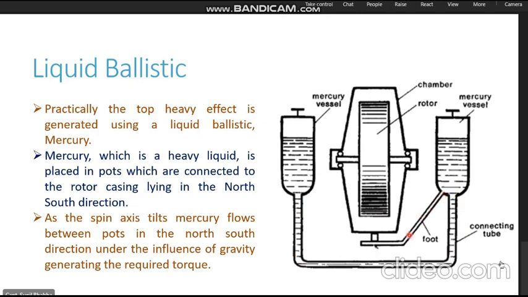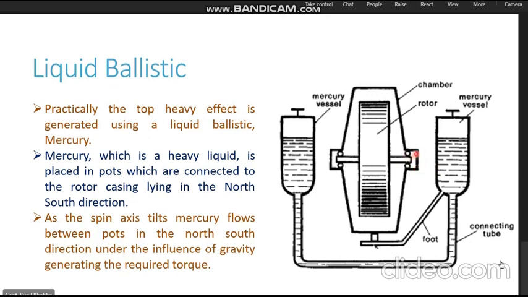Now the attachment which you see, from the bottom of the casing up to the port, is not a pipe, it is a solid attachment. Mercury cannot flow towards this side. The mercury only flows in this connecting pipe between the two ports. Now how does this arrangement generate the top heavy effect or the bottom heavy effect? The effect which you see right now on the screen is a top heavy effect. Now imagine that you have an upward tilt of the south end. That means, sorry, upward tilt of the north end.